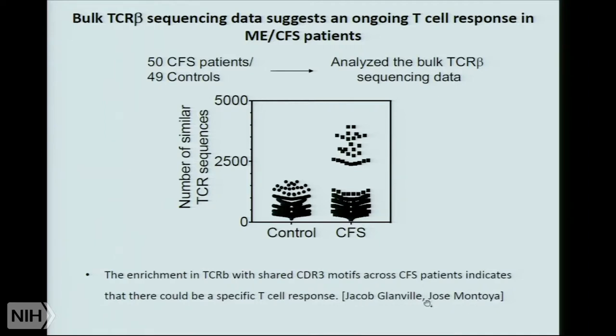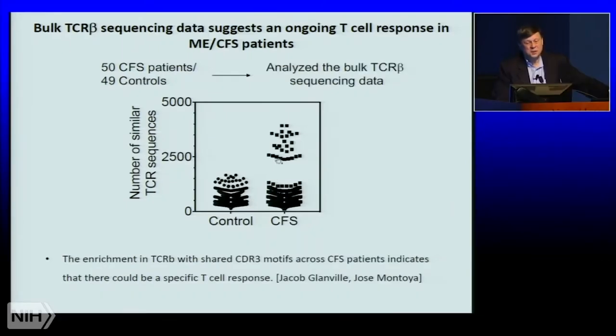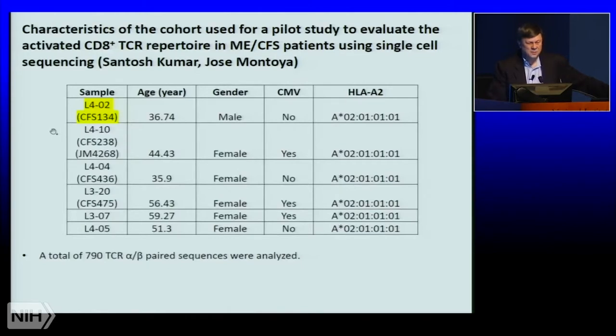And Jake, being ever optimistic, took this on as a kind of side project, and sort of immediately found that there were a lot of similar T cell receptor sequences in the patients, but not in the controls. And he came to me and said, oh, this is a project. We gotta find now some single cells. And so that's what we've been doing.